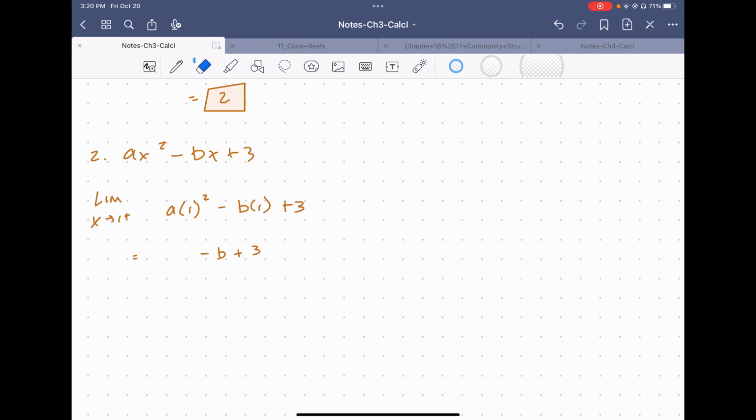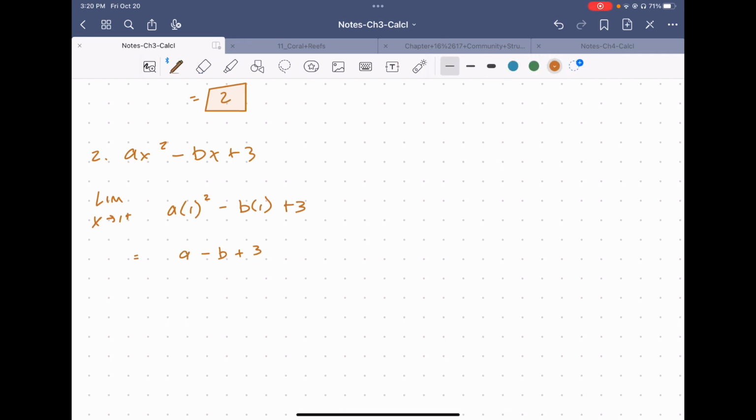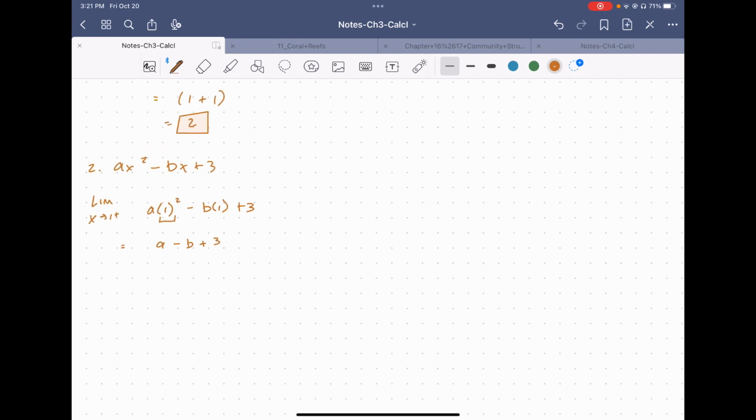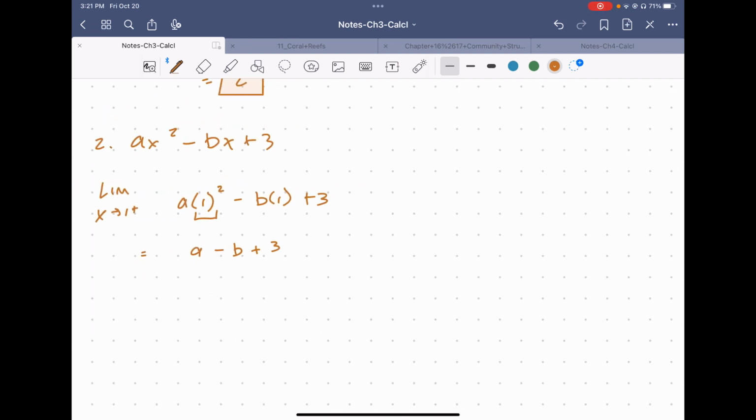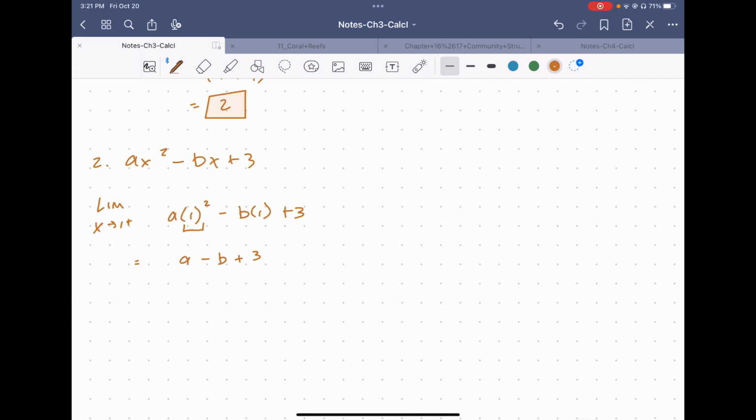I miswrote that. That is just an a, not a squared, because the 1 is distributed. We did 1 times 1, that equals 1, and then 1 times a is just a. So go ahead and box off this answer because it will become important later on.